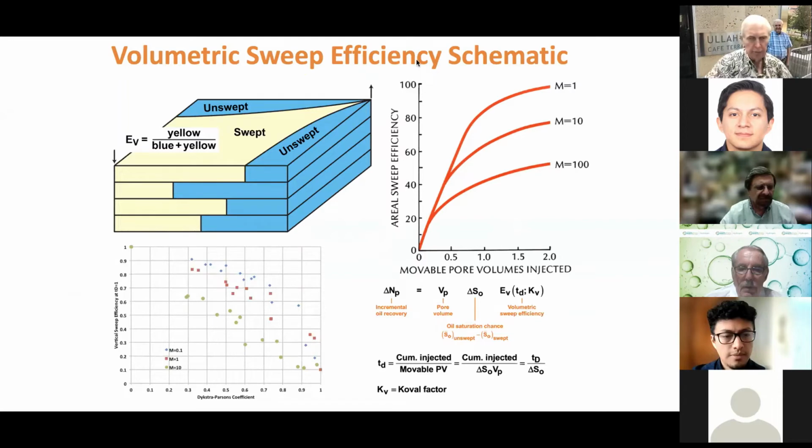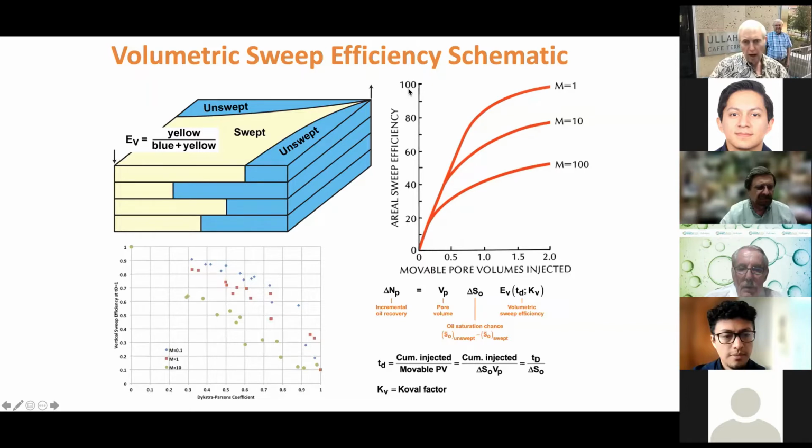And on the upper left-hand side, you see a cartoon of a reservoir that consists of yellow and blue areas. The yellow area is swept. The blue areas are unswept. And it doesn't really matter what the cause of it is. It could be layering, it could be gravity, it could be heterogeneity, as the slide here indicates.